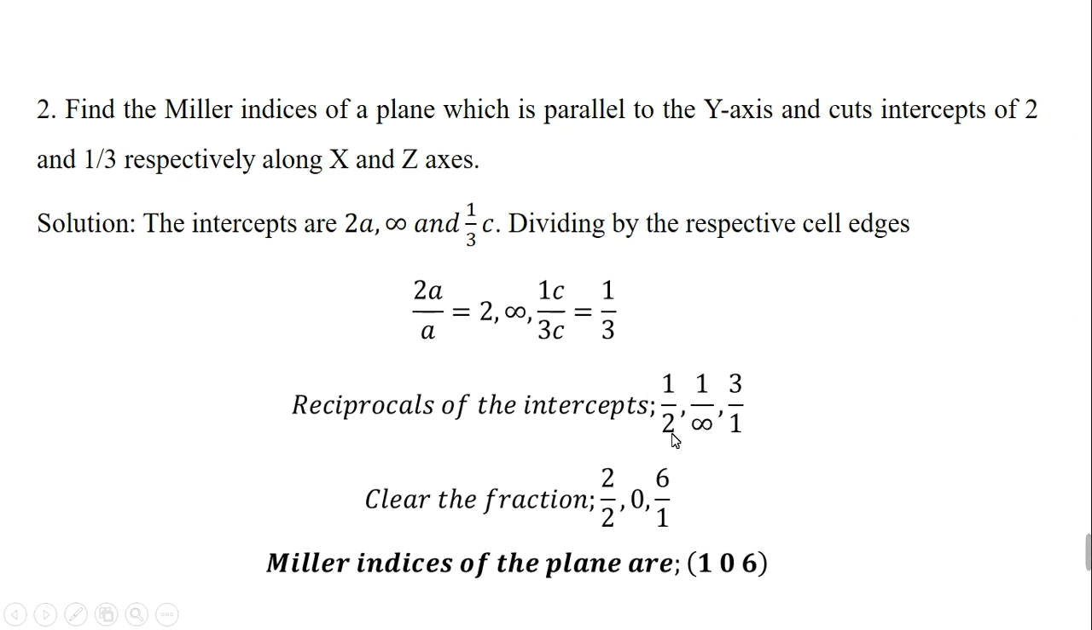Now we have to clear the fractions. To clear the fractions, 2 is the LCM here, so multiply each of these by 2. So 1 by 2 times 2 is 1, 1 by infinity becomes 0 as it is, and 2 into 3 is 6. So your Miller indices are 1, 0 and 6.